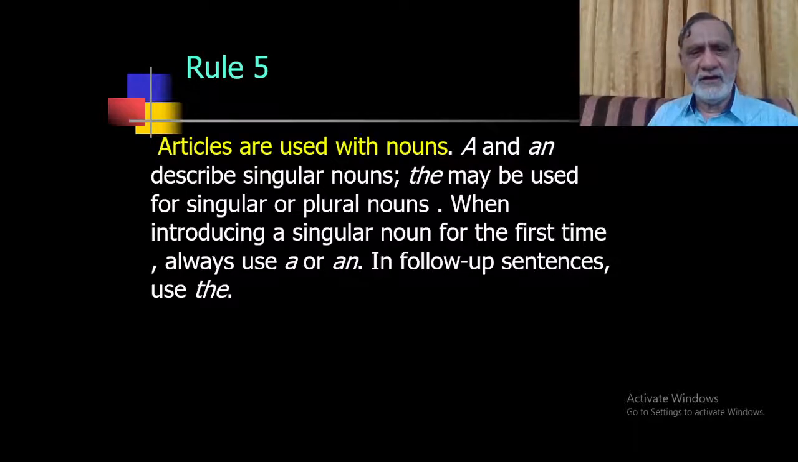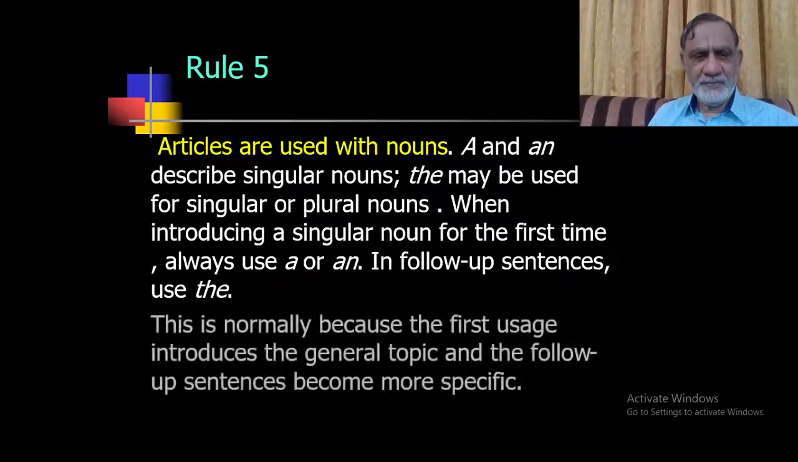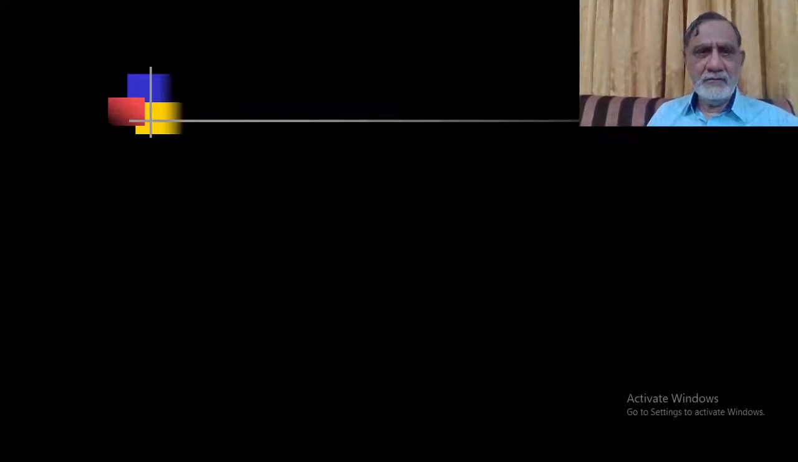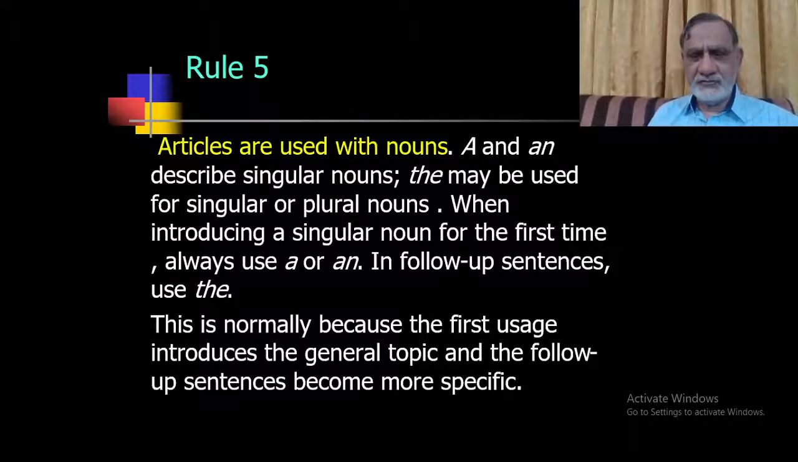A and an are articles. And the example is also given. When introducing a singular noun for the first time, always use a or an. In the follow-up sentences, use the. This is normally because the first use introduces the general topic and the follow-up sentences become more specific.